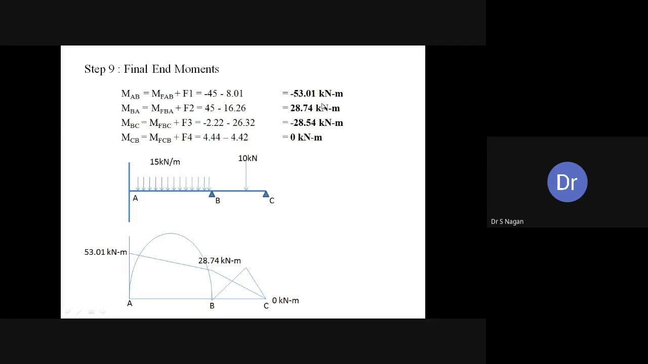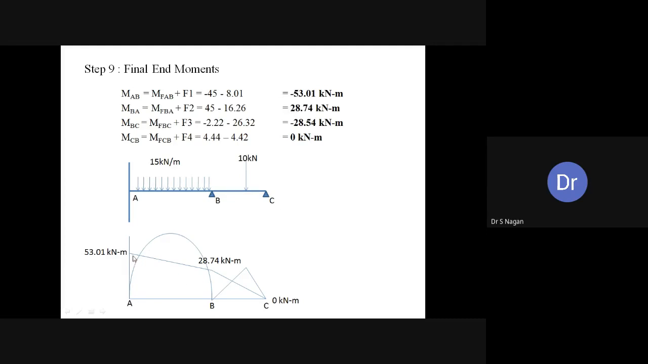So see here, at the fixed support, we should definitely get a negative bending moment. At continuous support, we should get balance of moments. And at free support, we should get zero bending moment. That rule should be followed. Then only it indicates we have done all the steps correctly. Then using this, we can draw the bending moment diagram.